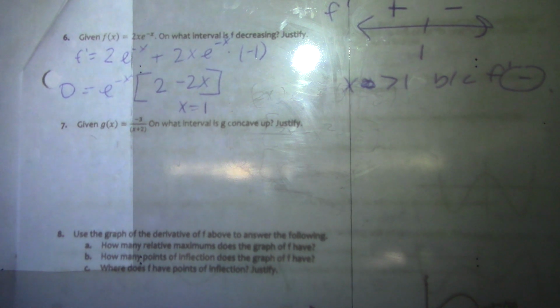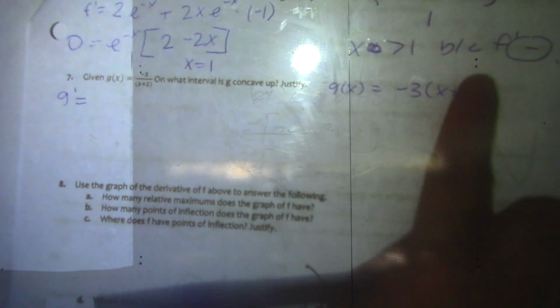Next we have to do, well, actually you don't have to use quotient rule. What am I saying? You can just rewrite this as negative 3 times x plus 2 to the negative 1. Now I need to find g double prime, because we're talking about concavity. So first g prime, that would become positive 3 times x plus 2 to the negative 2. Take the derivative again. This is negative 6 times x plus 2 to the negative 3.